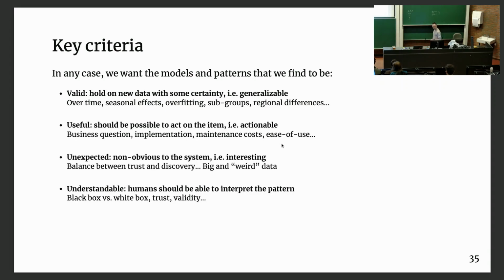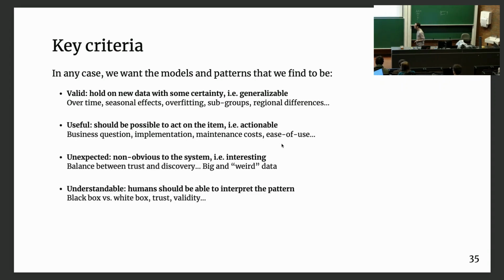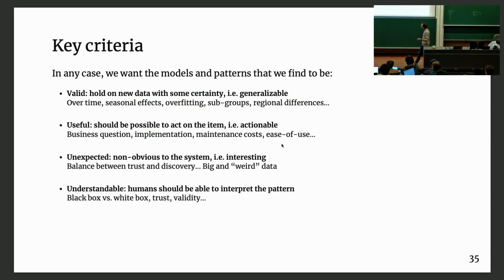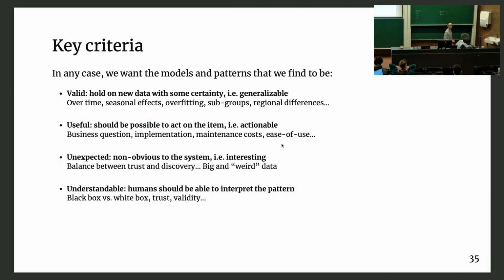A model should also be actionable, meaning that, yeah, a lot of models can give you predictions, but how do you use that prediction, right? I already gave the example of churn modeling, where you want to predict that a customer is going to leave you, yes or no.